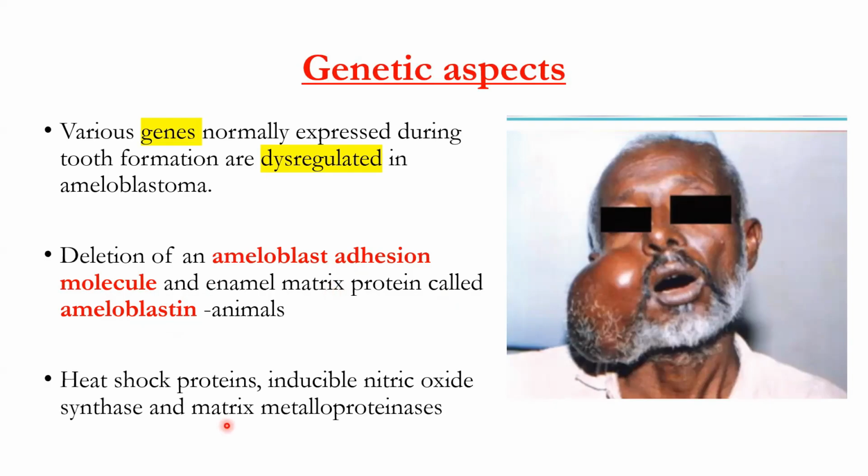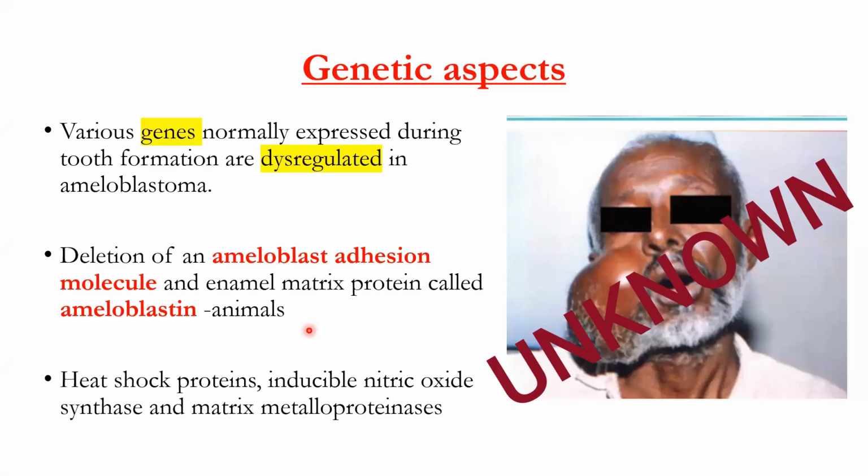Also, several genes like matrix metalloproteinase, inducible nitric oxide synthase, and heat shock proteins were also seen, but they were all not considered the primary cause. So it is still unknown what the primary cause of the tumor is.